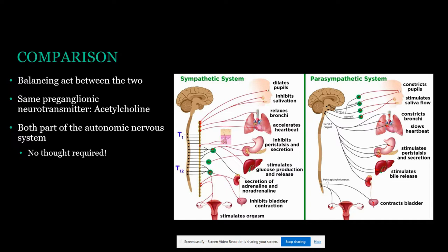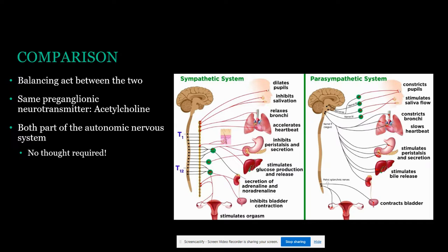We're going to start constricting our pupils. We're going to stimulate some saliva flow. We're going to slow our heartbeat down again. We're going to start digesting food again. All of the parts of our body are going to start to either increase or decrease in action so our body can be working in a normal system again.